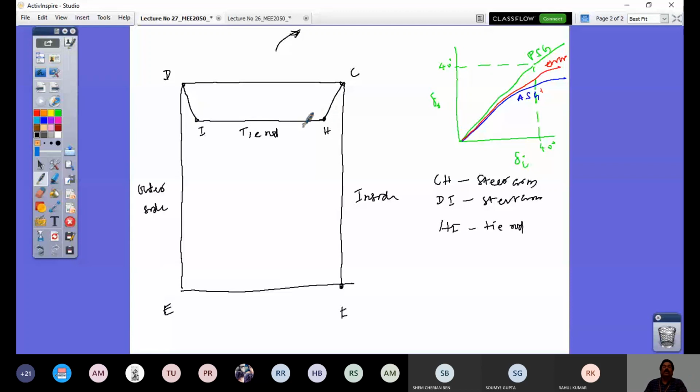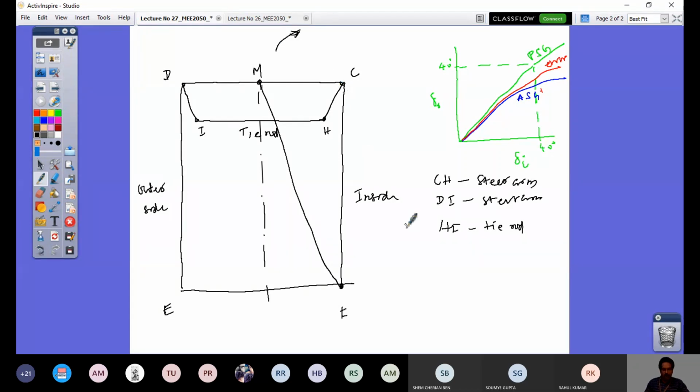Now, why did I draw this? What is Ackermann steering geometry? If I take this midpoint M and the inner side rear tire contact patch, and if I join them, I should have the vehicle axis, so you will have the point Q lying on this. But now it is not so. So what we will do is give the steering now on this side.